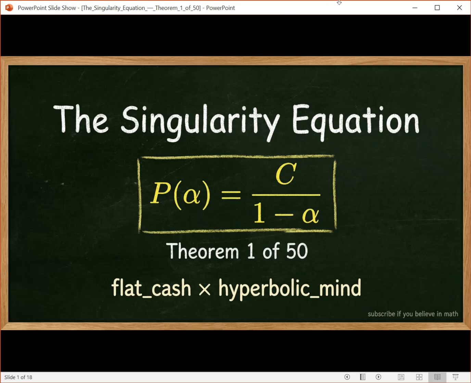So I call this equation P of alpha equal to C divided by 1 minus alpha. So we'll see how we get to this formula.